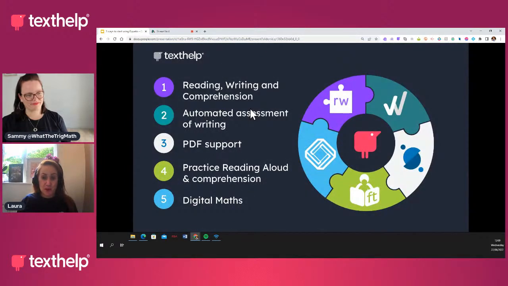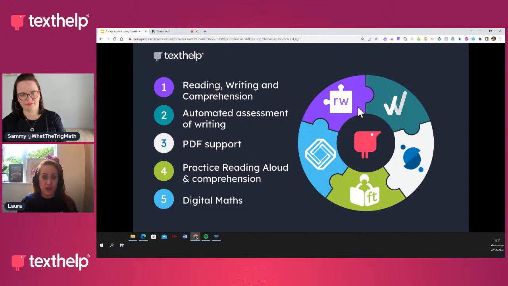So Sammy and I both work for TextHelp, and at TextHelp we create technology to help people communicate. All of our products are built with accessibility in mind, ensuring that every student has the same opportunity for learning. So I do know that some of our Read and Write customers are on today, so you're very welcome. Read and Write, I always say, is our bread and butter. That's the first solution that I sold. We have many more solutions to help you in your educational setting.